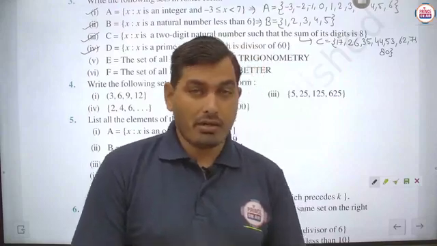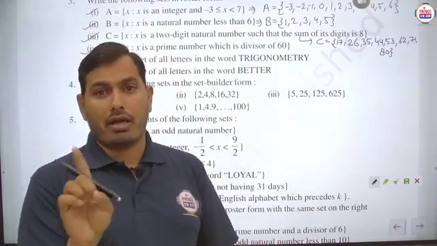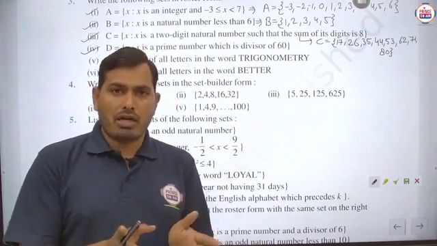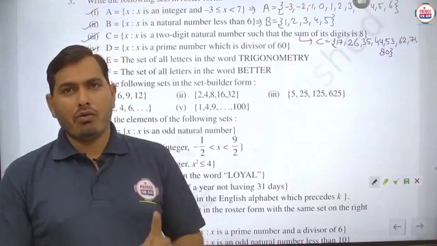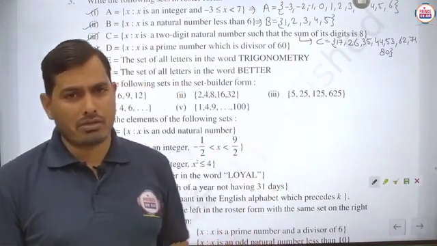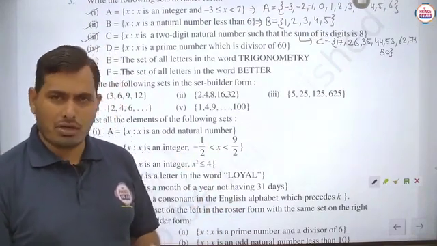Is it clear? And the very important thing related to prime numbers, student, is that 1 is never taken as a prime number. It means prime numbers start from 2. Is it clear? 1 is never said to be a prime number. You have to remember this. Is it clear? So the prime numbers start with 2. Is it clear?